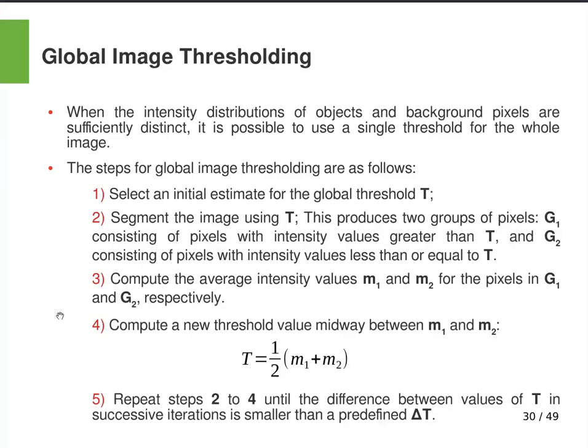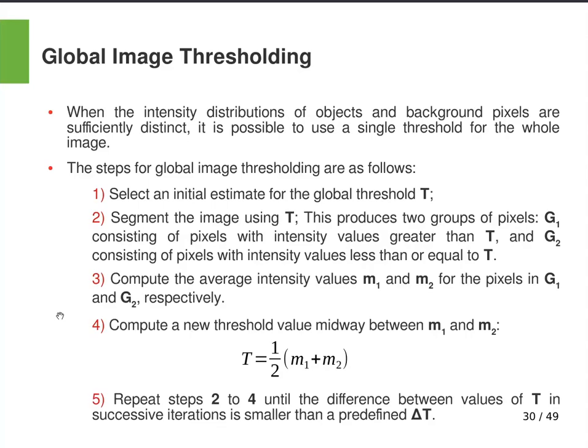So the first technique that I will discuss on image thresholding is called global image thresholding. When the intensity distributions of object and background in the image are sufficiently distinct, it is possible to use a single threshold for the whole image. The steps for global image thresholding are as follows. First, you select an initial estimate for the global threshold. This estimate can be, for example, the average of all the intensity values of the image.